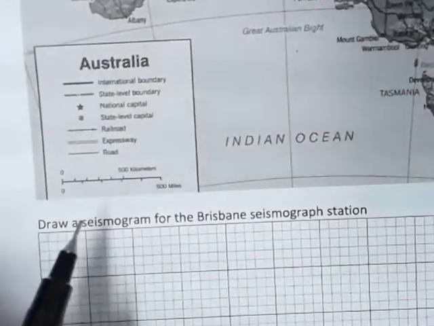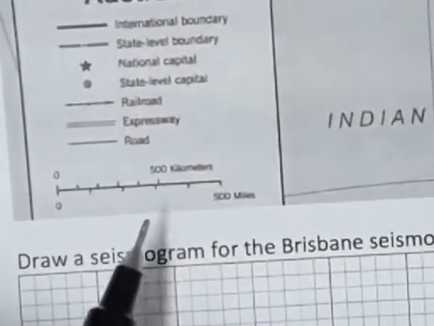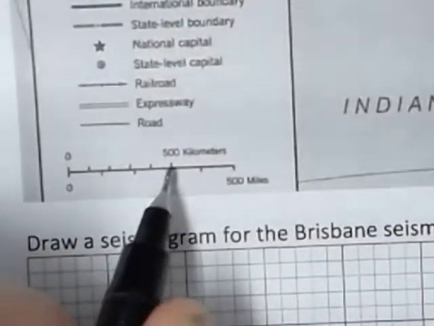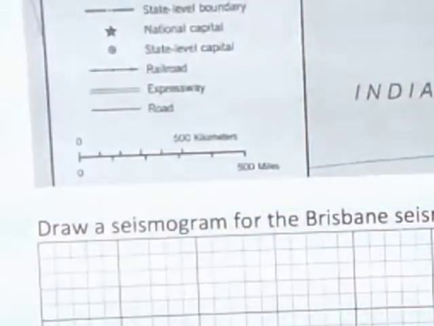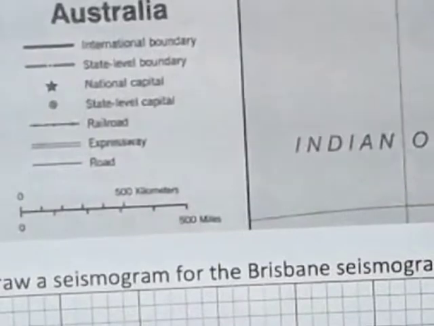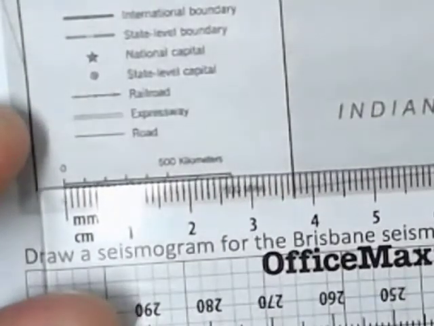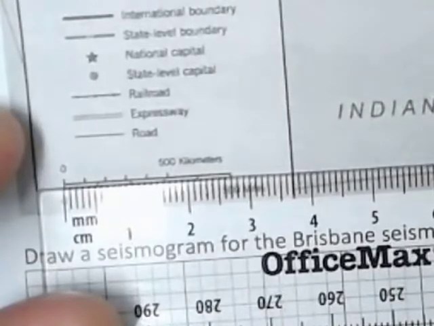Now, if you have a look at our map here, we've got a scale down the bottom. That scale isn't actually big enough. The scale finishes at 500 kilometers, and this is 1267 kilometers. So that's not going to work out for us. We need to work out a way of working out this ratio and then working out our distance. The way we work it out is we need to use a ruler to work out what this scale is.